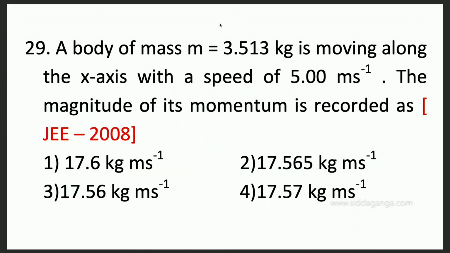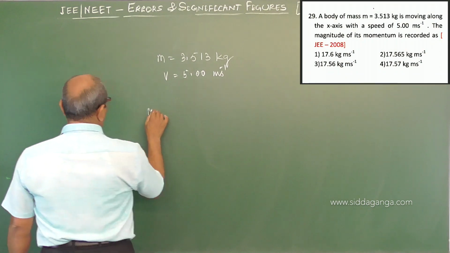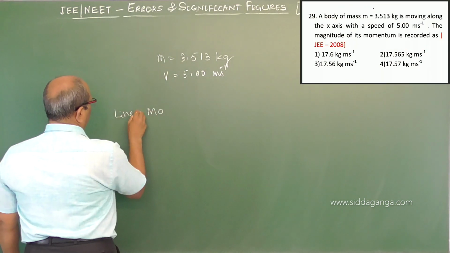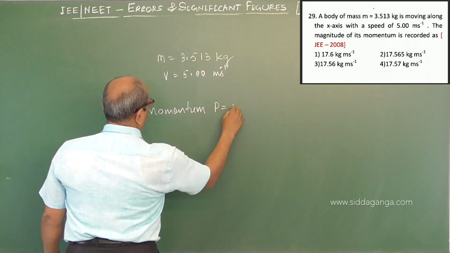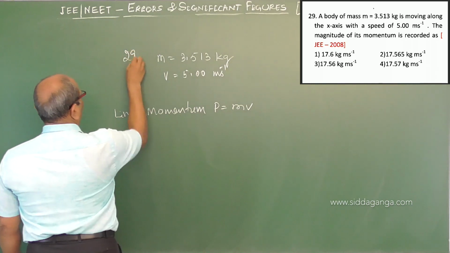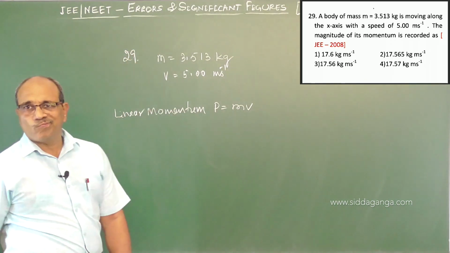A body of mass 3.513 kg, moving along the x-axis with a speed of 5.00 meter per second. The magnitude of its momentum is recorded as? JEE 2008, linear momentum or momentum, M into V. Question number 29.